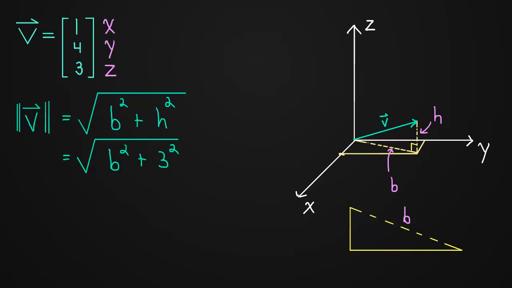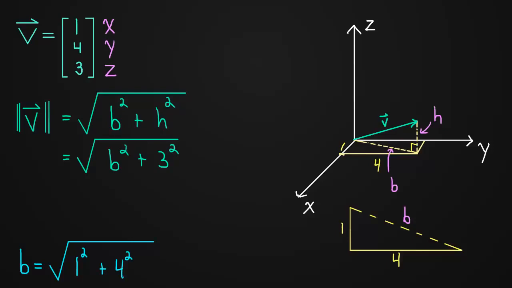Okay, well, what are the sides of this triangle? We know that we moved over 1 there and 4 here. So we can just apply the Pythagorean theorem again, and we can say that B is equal to the square root of 1 squared plus 4 squared. That's what B is.